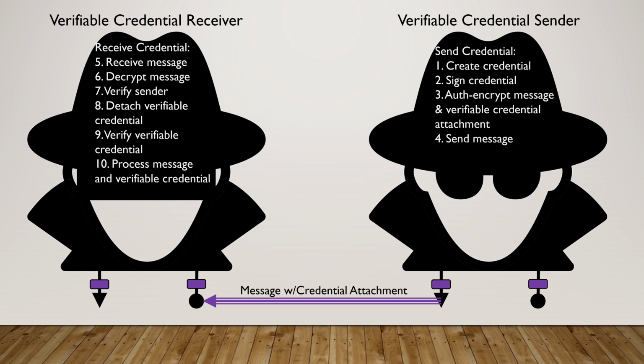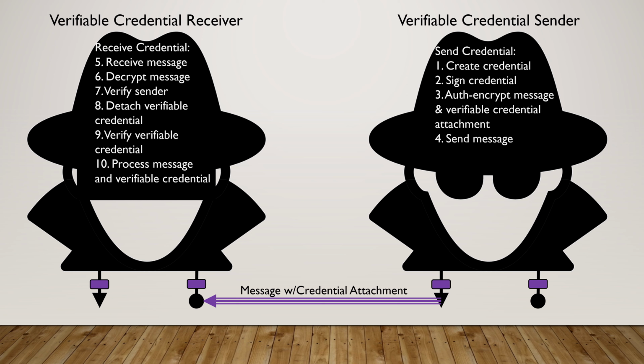So this is the verifiable credential sender receiver model. On the sending side, we create the credential, we sign it. Then we auth encrypt the message and the verifiable credential attachment, and we send the message. This is what we call outbound processing, the purple box on the right-hand side with the outbound interface.